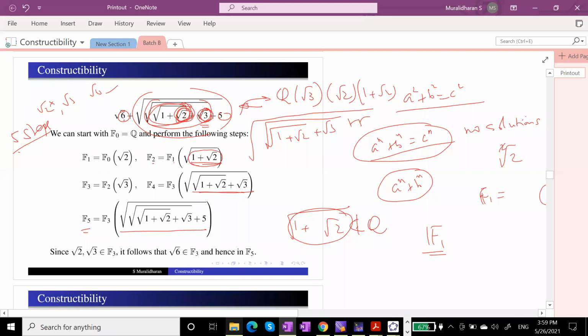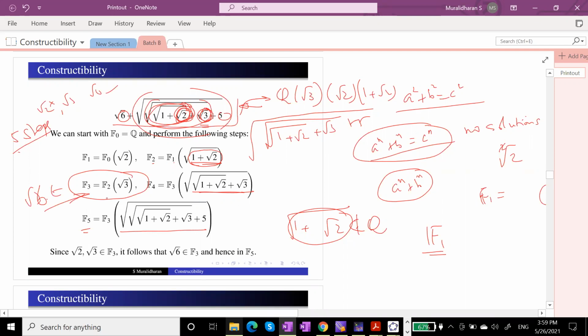Root 6 I don't add, because root 6 is already there. Because I have added root 2 here, F1 will contain root 2 and F2 will again contain root 2. And if I add root 3, root 6 will be in F3 itself. So I don't add that specifically at all. Okay, so this number is constructible.